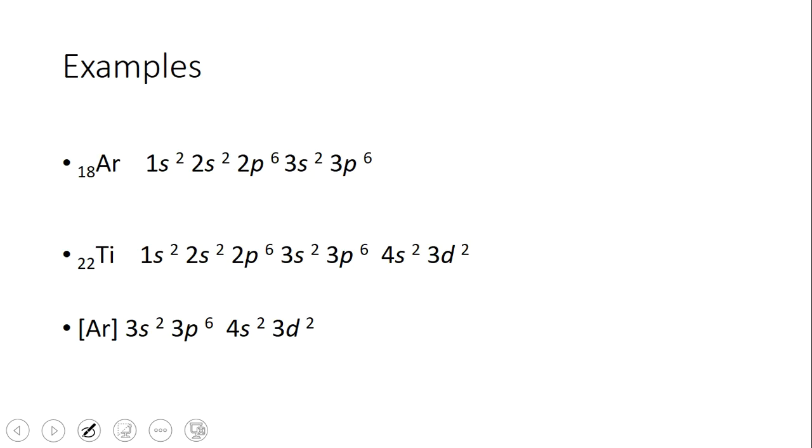So that's how you do an orbital filling diagram. Now, another thing to notice, argon. All right, argon, 1s2, 2s2, 2p6, 3s2, 3p6.